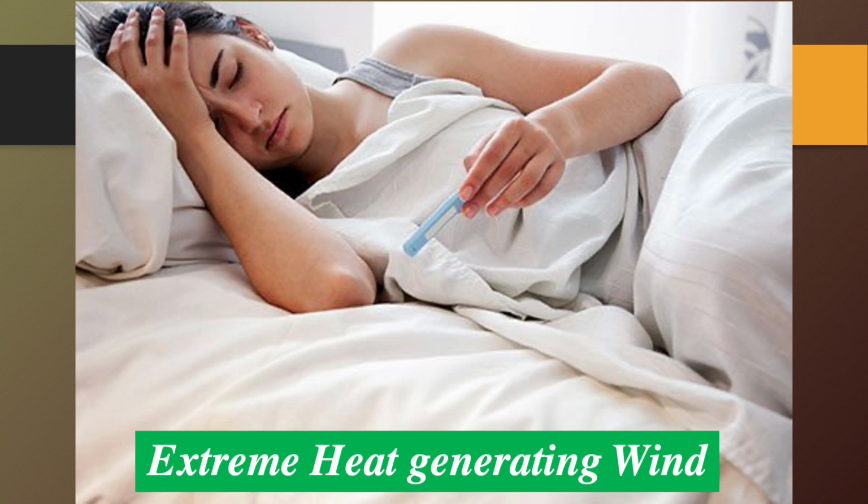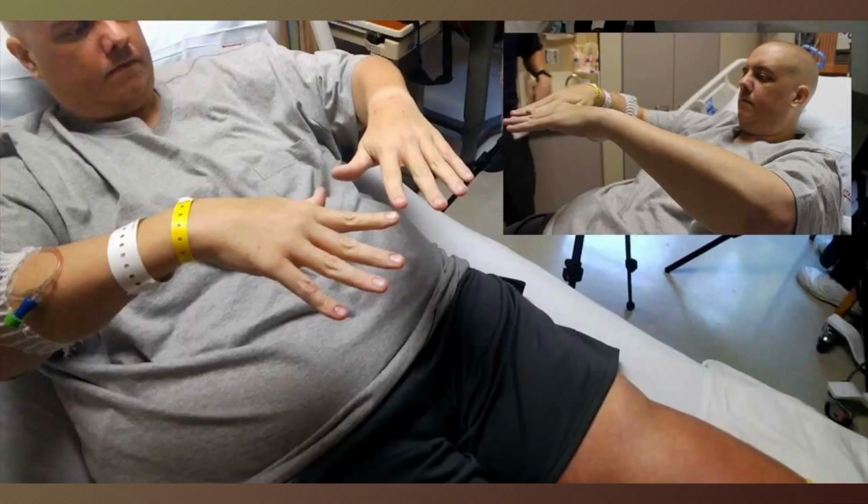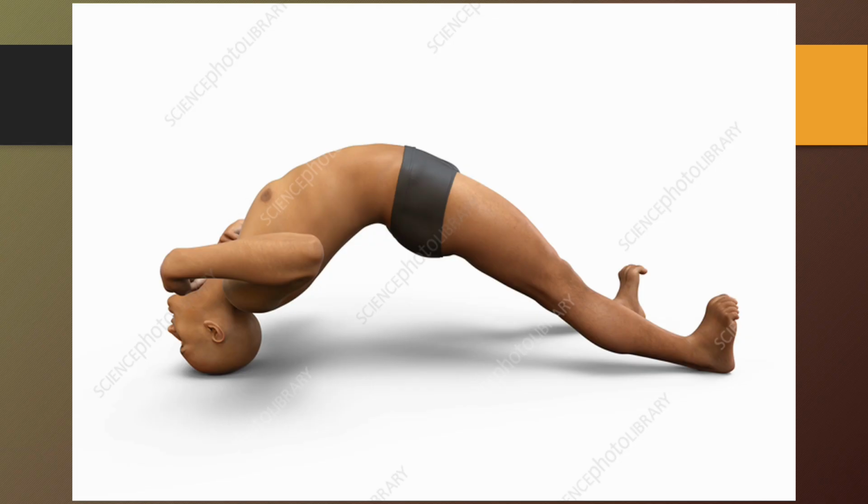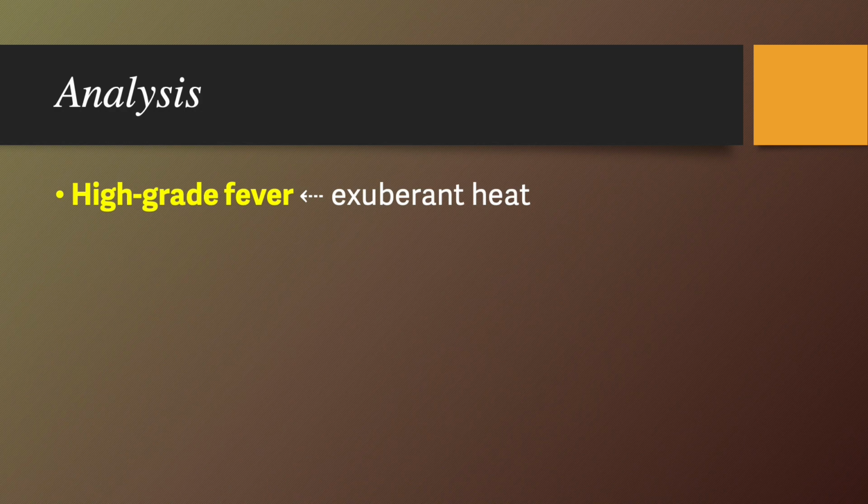Extreme heat generating wind manifests as stirring of liver wind due to exuberant heat consuming yin fluid. It is often caused by a high-grade fever. Clinical manifestations: high-grade fever, delirium, manic restlessness, uncontrollable jerking movements of the arms and legs, neck rigidity, opisthotonus, trismus, a staring spell, a red tongue with a yellow coating, and a wiry, rapid pulse.